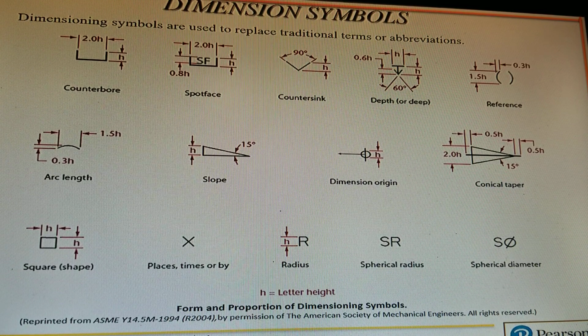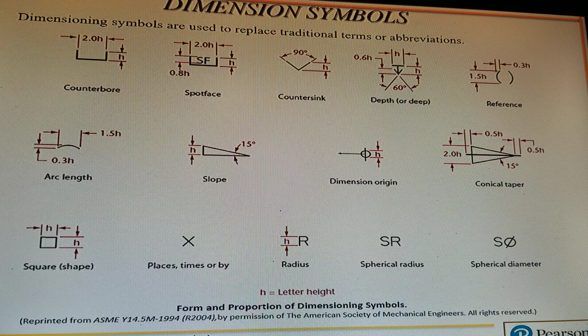Symbols. There are a lot of symbols in drafting, whether it's hand drawing or CAD drawings. Starting up in the upper left there, going across to the right, you have a counterbore, you have spot face, you have countersink, you have depth, you have reference. On the middle line, starting from the left to the right, you have arc length, slope, dimension origin, conical taper.